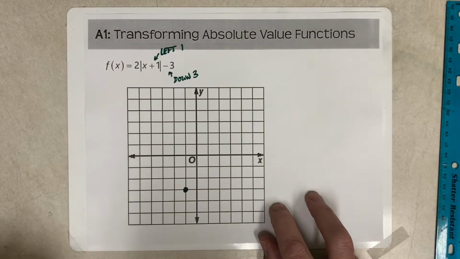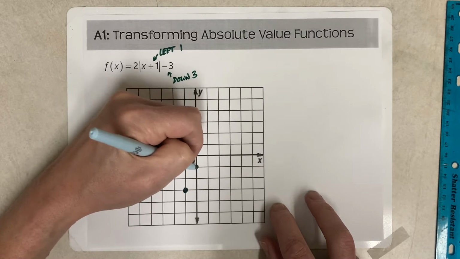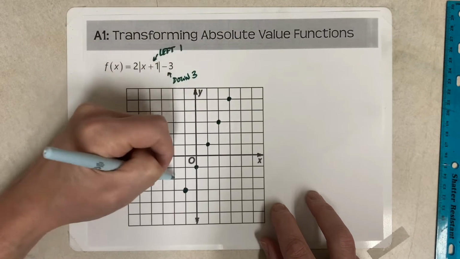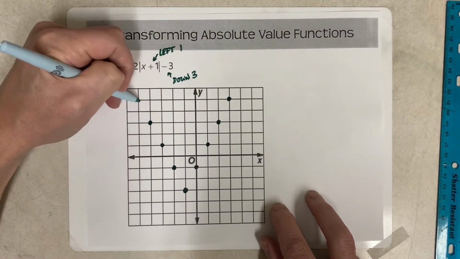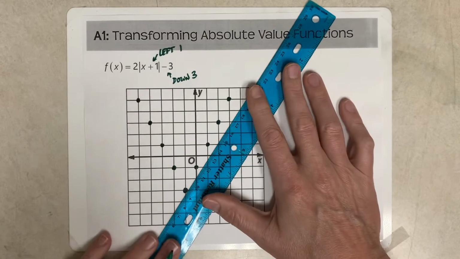3. All right. The 2 says now I need to go up 2 over 1. So my slope of my sides are 2's now. And this one, I guess, would be -2. But it's still up 2 over 1 in both directions. And we connect our points.